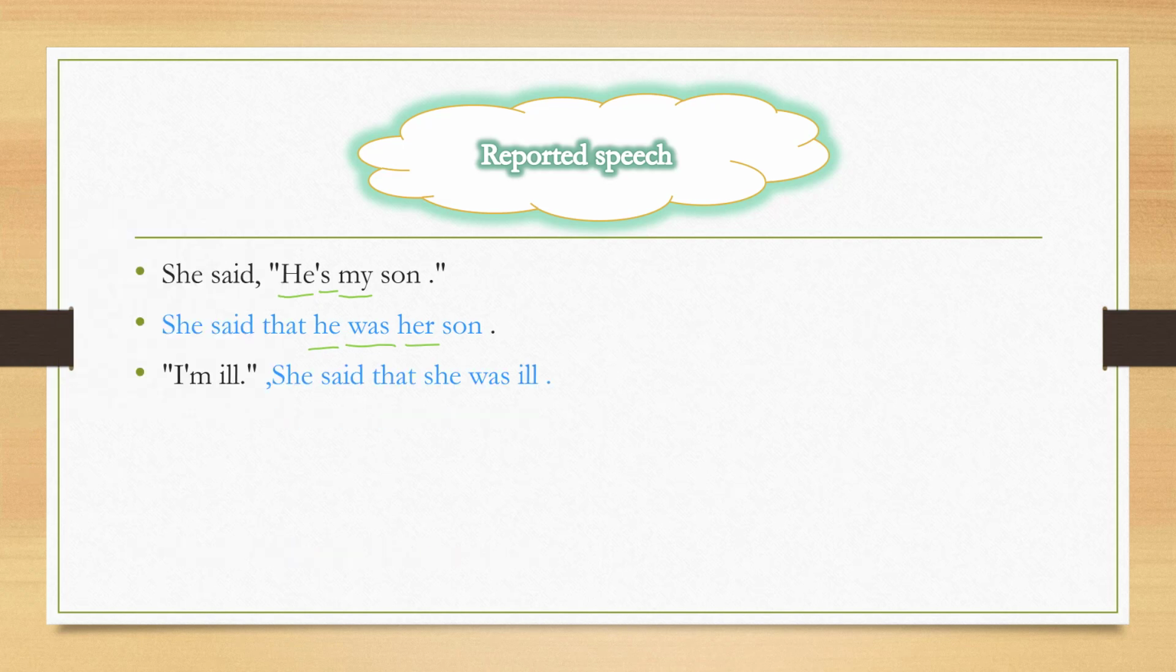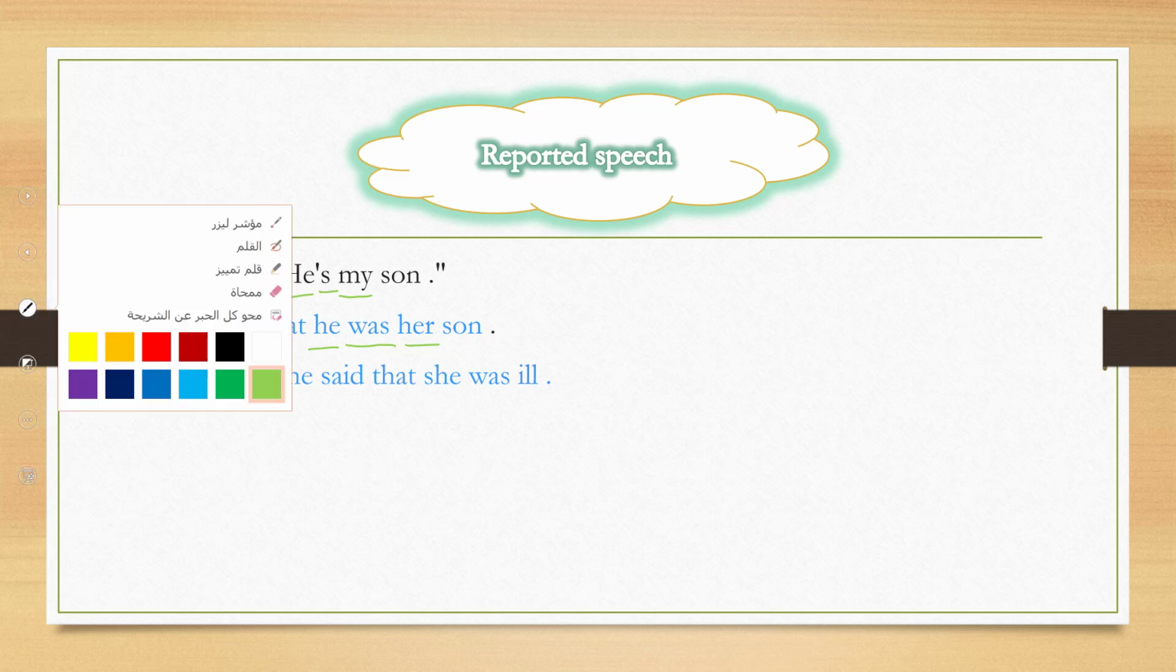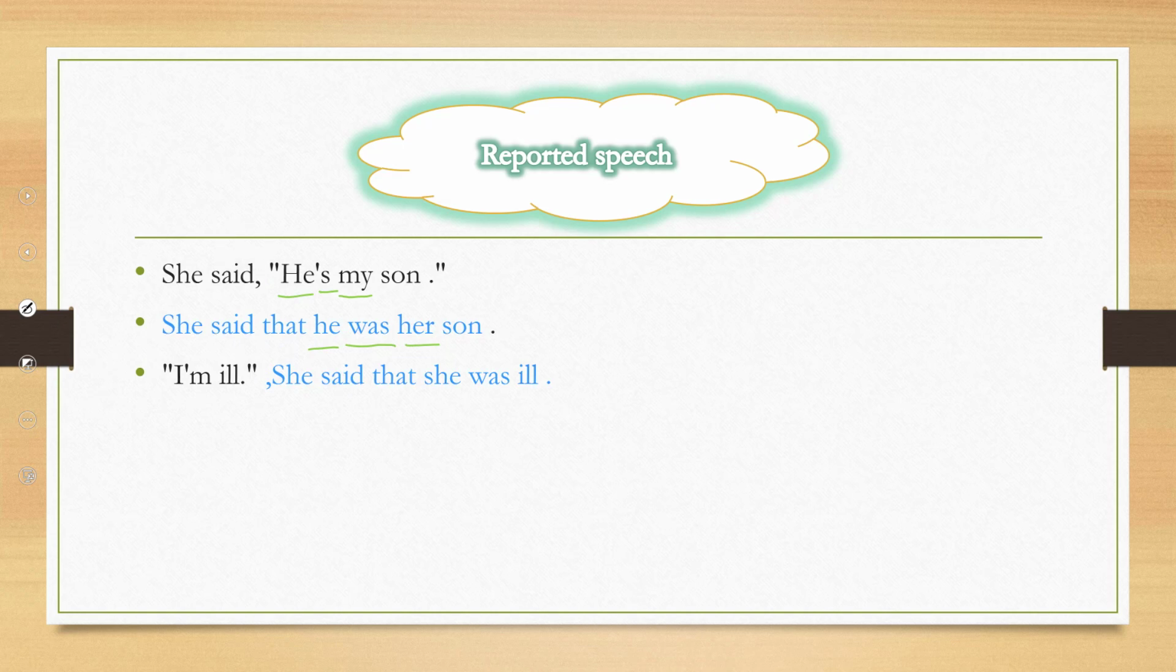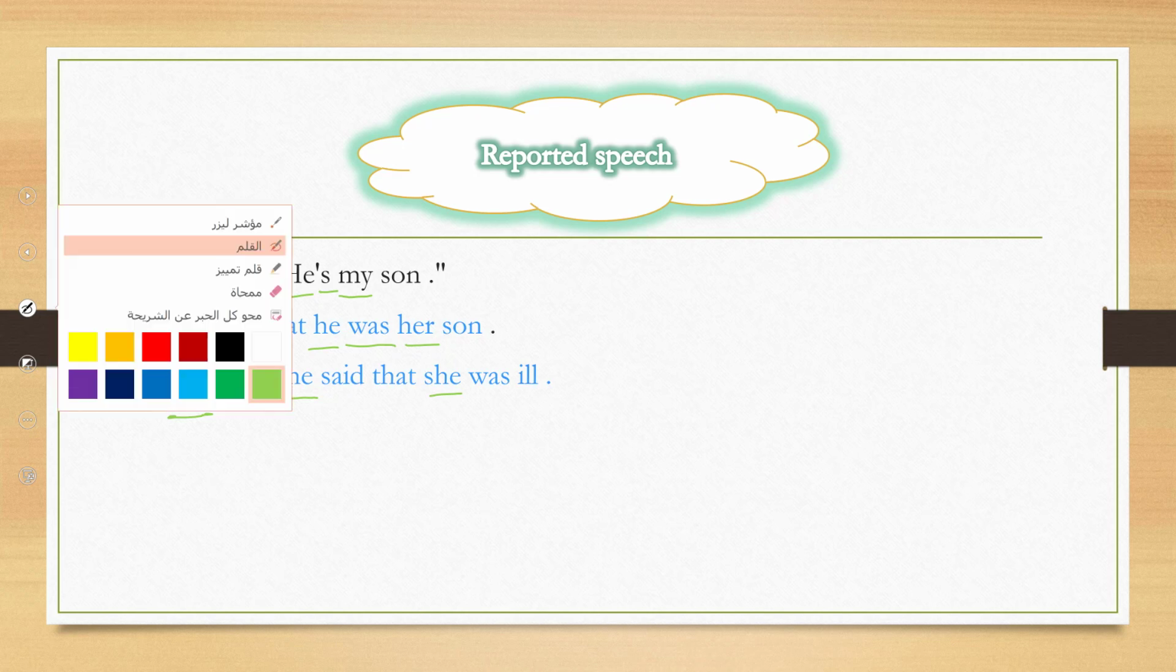Now, second example. I am ill. She said, because it is she, the introductory sentence, we have she. So we change the pronoun I into she, the verb am into was, and we remove the inverted commas.